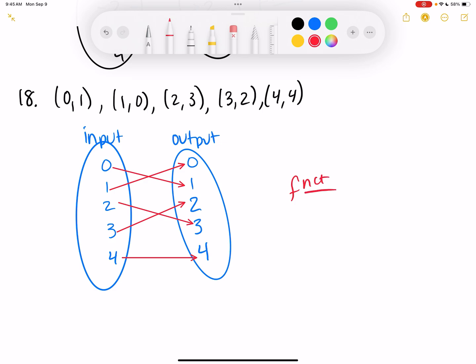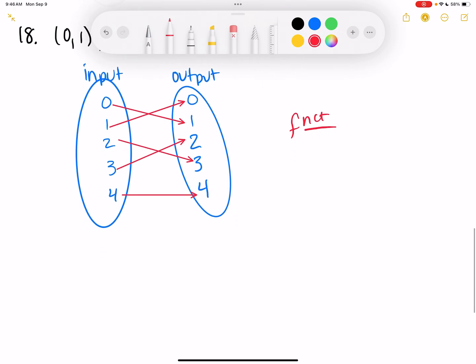Because X does not repeat. Wait, so input is X? Yes. The domain is X and the range is Y. Output is Y. Y is in the output. Y comes after D in the alphabet, and so does X, but the domain is X.